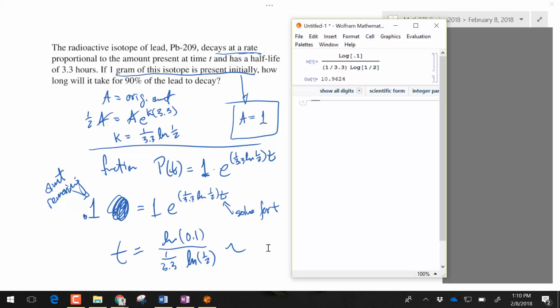Yeah, this is the natural log. Log 1. Oops, not log 1. What do I want? Log E. Log E. Yeah.